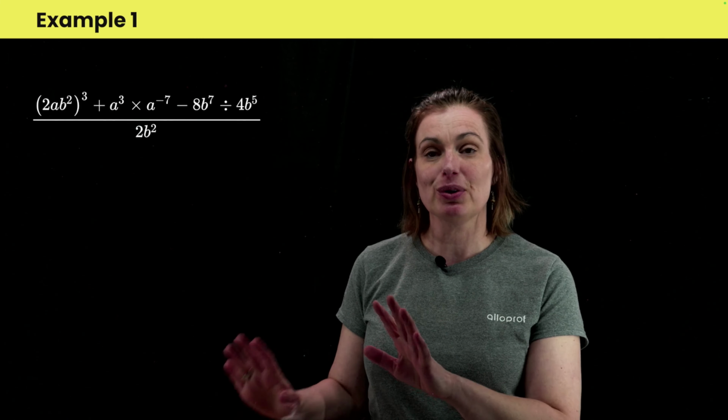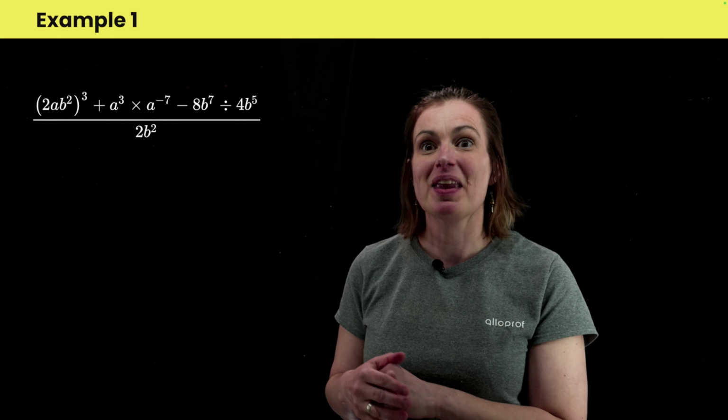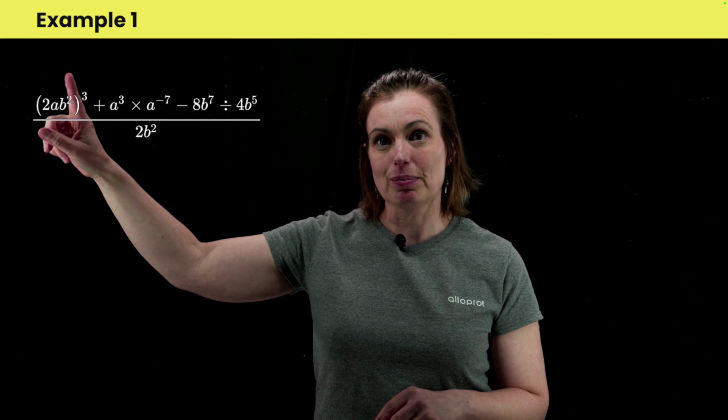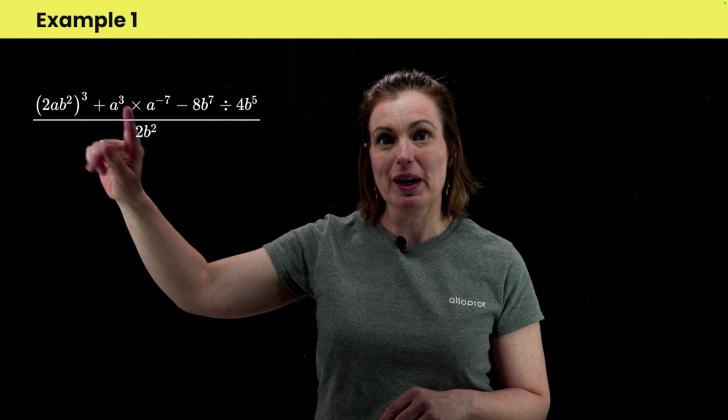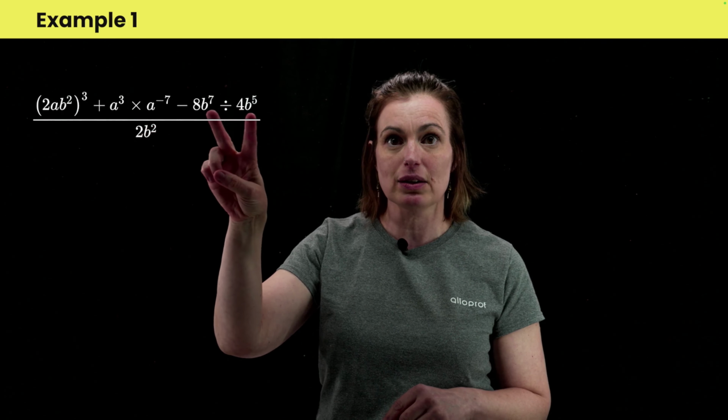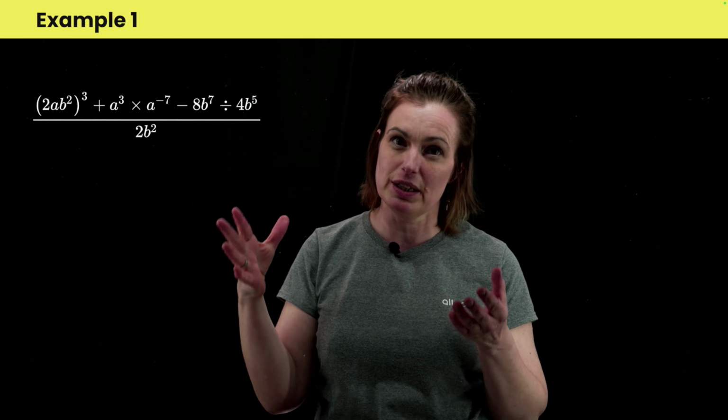In my first example, you can see that I've got a lot going on here. And so I'm just going to take a look at the first part here. That's got a set of brackets with an exponent on those brackets. Then I've got a common set of bases here, and they're being multiplied. I've got another common set of bases here with the b's, and they're being divided.